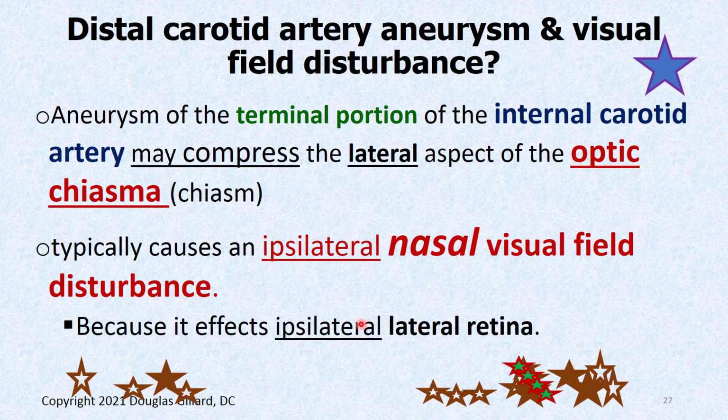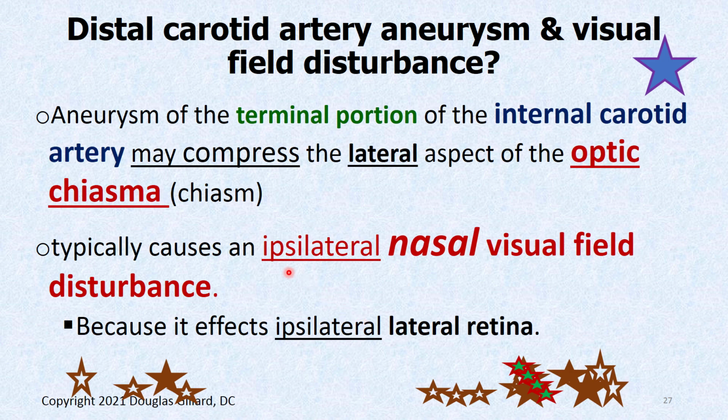The distal carotid artery aneurysms and visual field disturbances. Oh, I do like this. This is my chance to get into a little bit of neurology here. So an aneurysm in the distal part of the internal carotid artery, right? That's where it gives rise to the middle cerebral artery and the anterior cerebral artery. Anterior cerebral artery is part of the Circle of Willis. So if you get an aneurysm there, it has a chance of pushing right into the optic chiasma. And this causes specifically a lateral visual field disturbance. And it'll be ipsilateral. That means the visual disturbance is on the same side as the lesion.